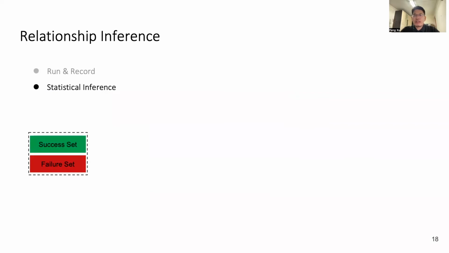After we divided all samples into success set and failure set, we use a statistical method to infer the relationship between object classes and scripting API. And finally, we get a relation map.